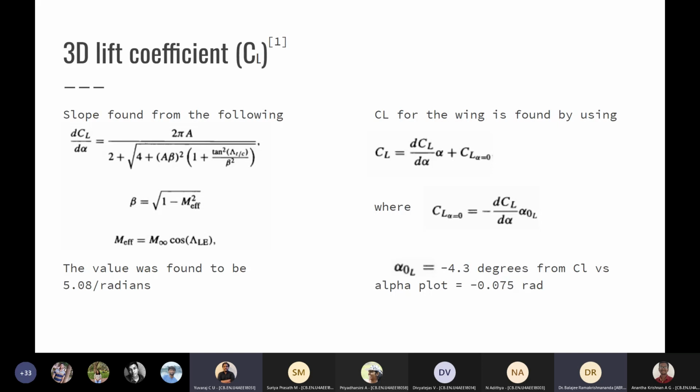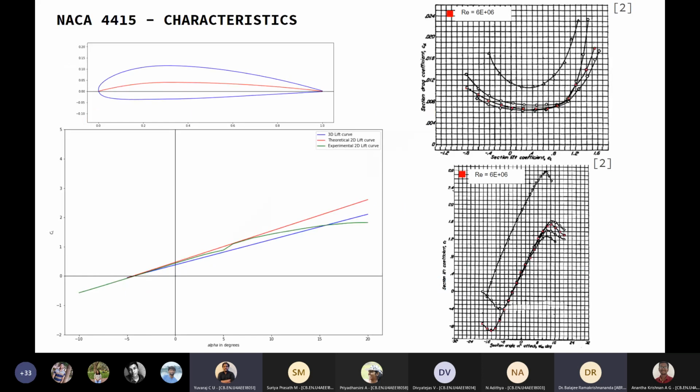From the CL versus alpha plot, we got the alpha zero L value as minus 0.075, and using this, we got the CL at alpha equal to 0. Using that, we found the CL value to be 0.455, which is actually not considered, but the value is 0.455. In the next slide, we can see a graph with the plots of the 3D lift curve, theoretical 2D lift curve, and experimental 2D lift curve. We use the equations for the 3D lift curve and theoretical 2D lift curve, so it's linear, and for the experimental 2D lift curve we have used the airfoil data, so it's different.